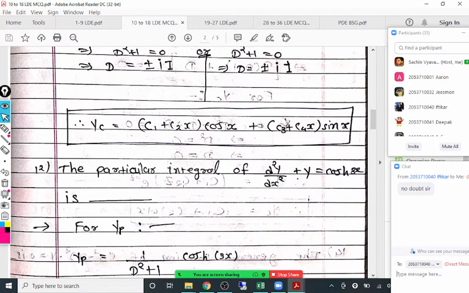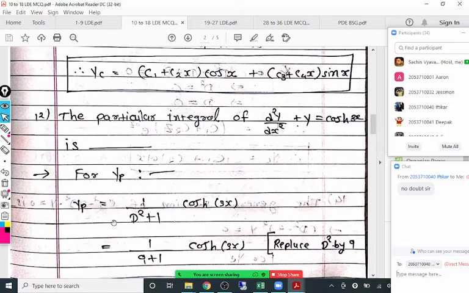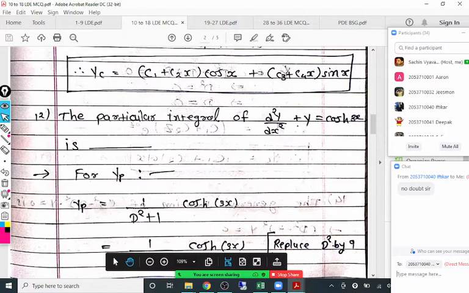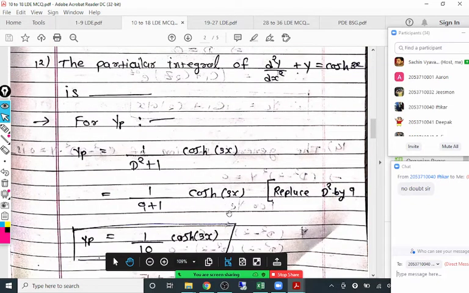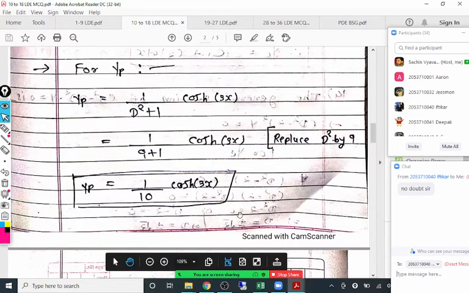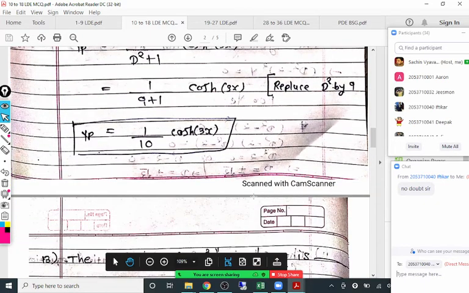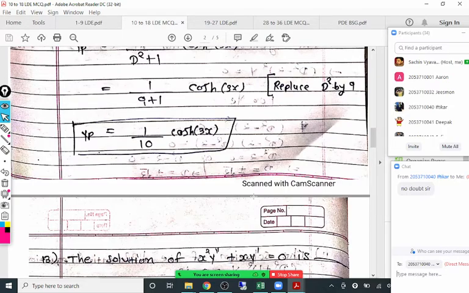12th, if we have d2y by dx square plus y is equal to cos hyperbolic 3x, then what is the yp? So 1 upon D square plus 1 cos hyperbolic 3x. Correct. We replace D square by plus a square now, plus 9. That's correct. Good. And this is the answer. That's very good. So the answer is 1 by 10 cos hyperbolic 3x. That's the correct answer again.